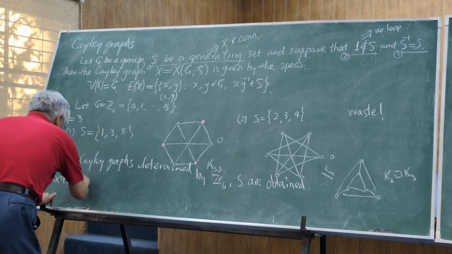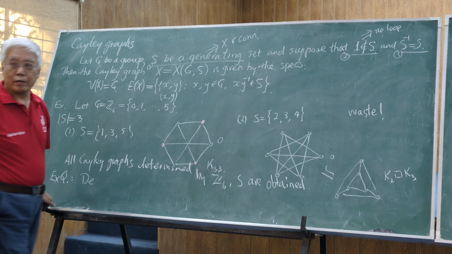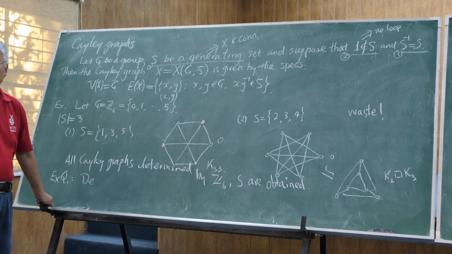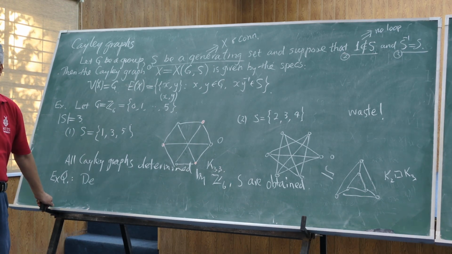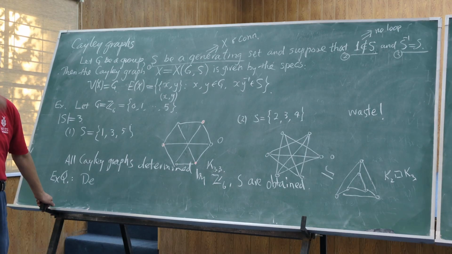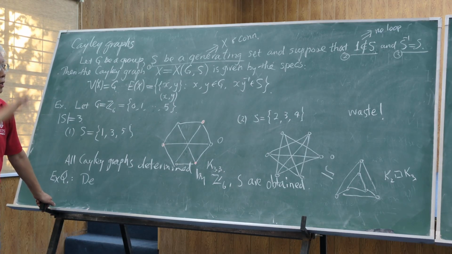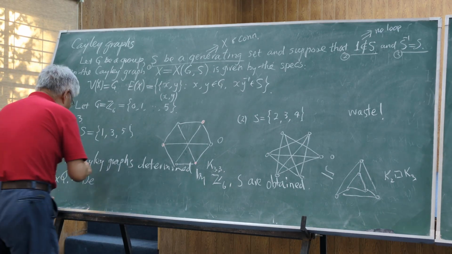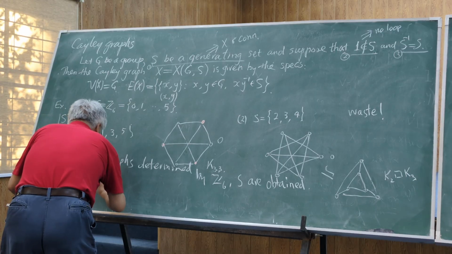For all generating sets, what will be the generating sets? You choose all possibilities. Oh, there's another example, we'll do it later. That's what I'm trying to determine.